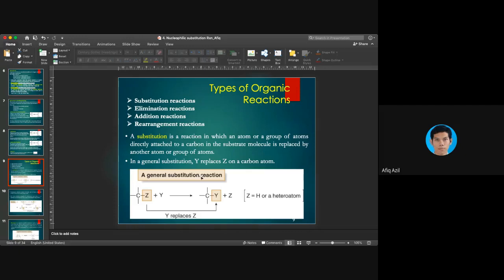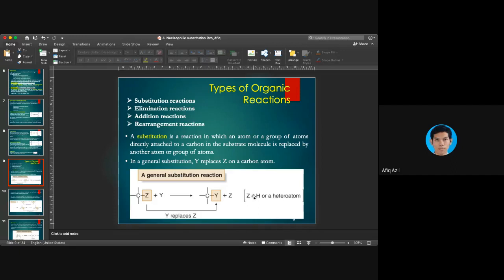So for substitution, as the name goes, you substitute something with something. For example here, a general substitution reaction. So Z over here, which is originally bonded to this carbon, will be replaced by this new reagent coming in, which is Y. So the product will be bonded to Y, and this Z originally that is bonded to the carbon will be removed. So that is how substitution occurs.